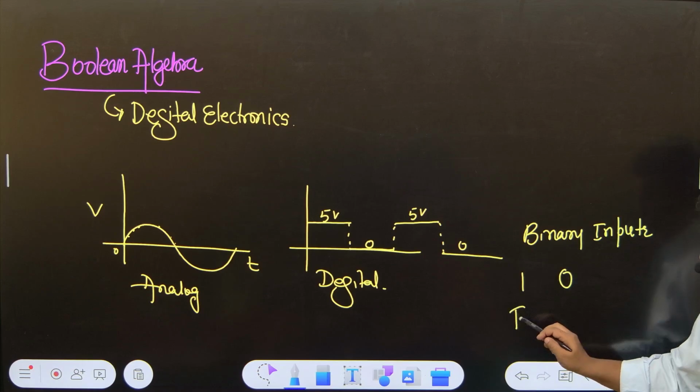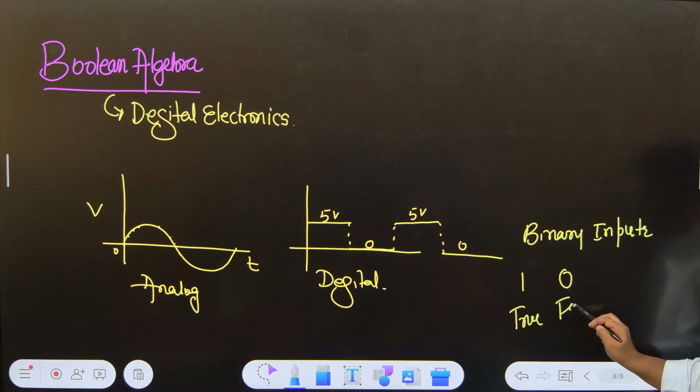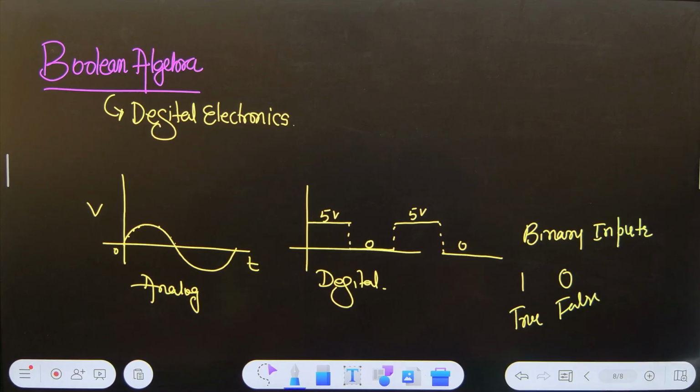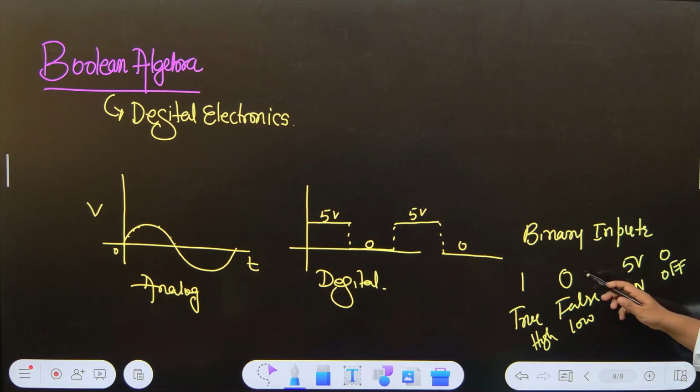It can be true or false. Do you understand? It can be high or low. It can be 5 volt or 0 volt. It can be on or off. All work on the same circuit, but depending upon the different situation, the input names are called different.